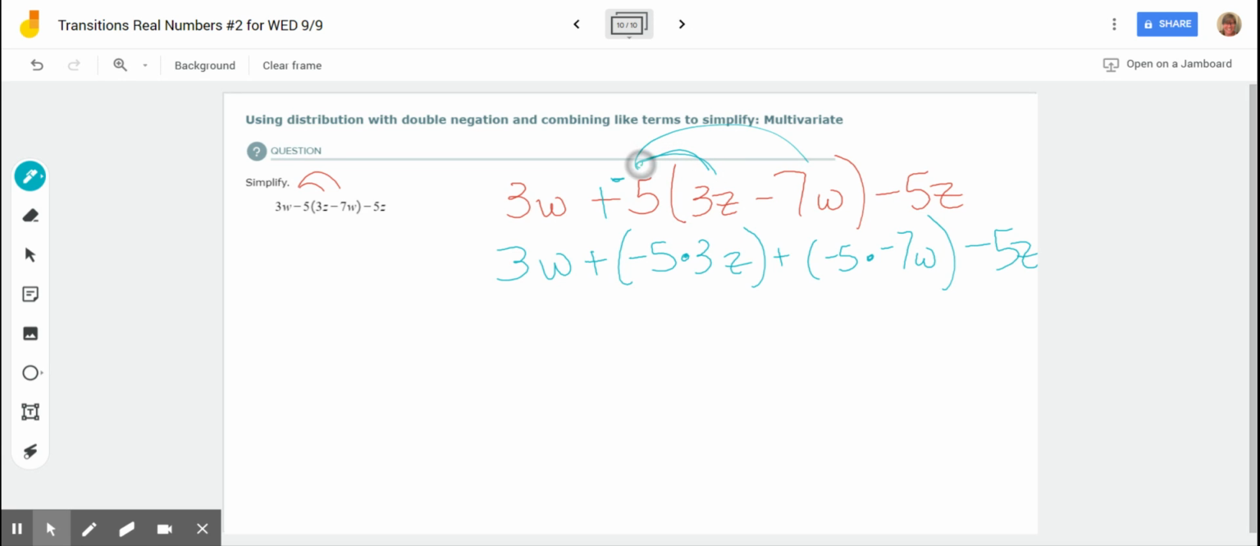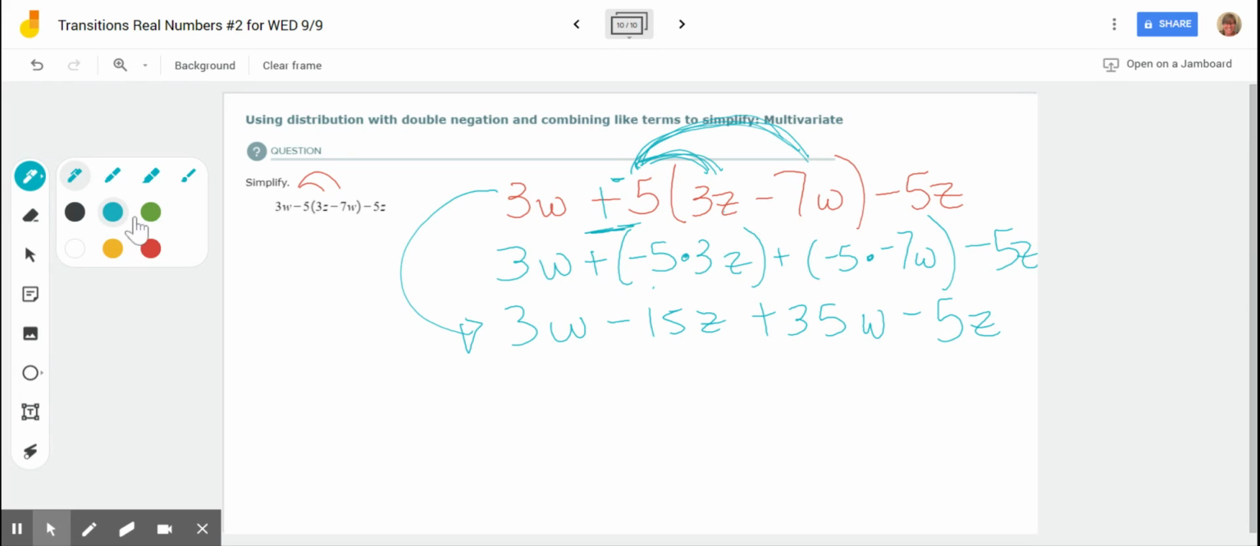Oh, by the way, I always think of these as like little rainbows. Okay, the 5 goes and visits the 3 and then the 7. All right, just make sure you don't forget to multiply that negative out. So you get 3W minus 15Z plus 35W minus 5Z. Most of you guys will be able to jump from here to here. If you are struggling, go back to this definition where subtraction is to add the opposite and work it through in pieces. The definition of distribution means that times that, that times that, okay? Combine like terms. All right, here we go.